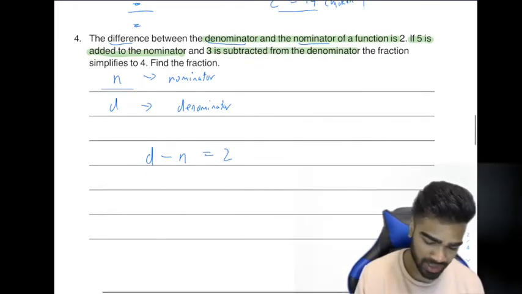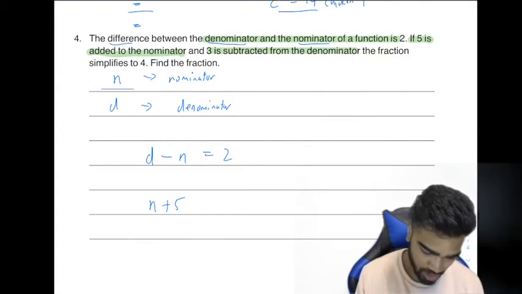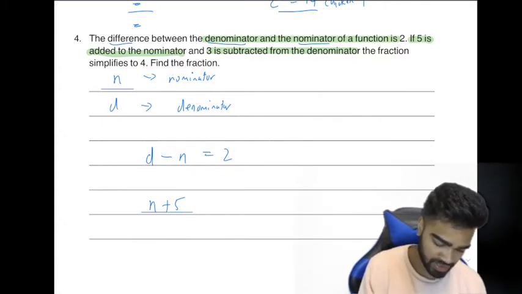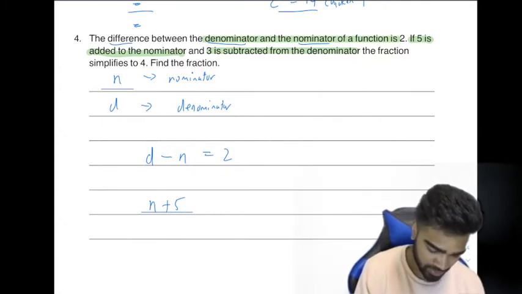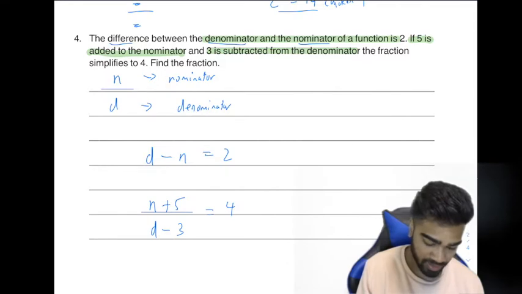Okay, let's see. 5 is added to the denominator means n plus 5. And 3 is subtracted from the denominator, and this happens in the fraction. So 3 is subtracted from denominator means d minus 3. The whole fraction is equal to 4. It was a little tricky, that second equation, but we got it. So n plus 5 over d minus 3 is 4.